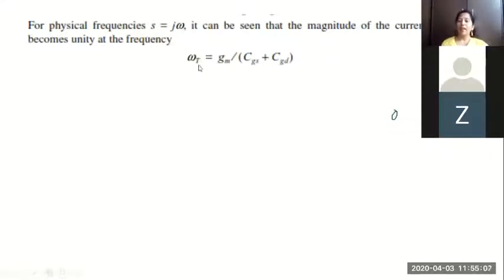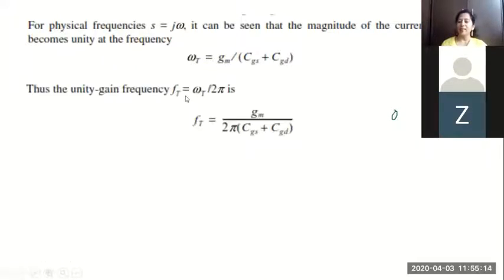Okay? Yes, ma'am. And please remember that this is what is omega t. Omega t, if I write it in terms of ft, remember f is omega by 2 pi. So for omega, if I just substitute this, I'll get the actual transition frequency ft as gm by 2 pi into cgs plus cgd.